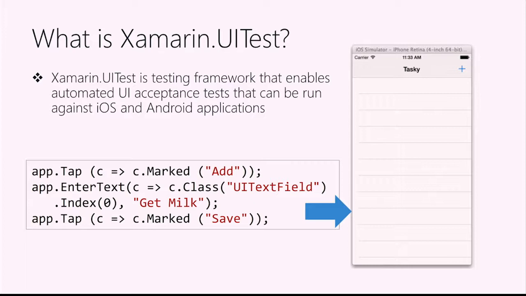Excellent. So you see here, we have a little sample of some code. This is just C# code. It's really natural. We pass in some lambdas. We're looking for this to-do app, this Tasky Pro application. We're going to look for something that has the word add in it somewhere. We don't necessarily need to know where it is. That's going to be that plus button up at the top. We'll enter a little bit of text, and it's going to be get milk. And then we're going to come back and click the save button. That will actually perform those actions on the device.